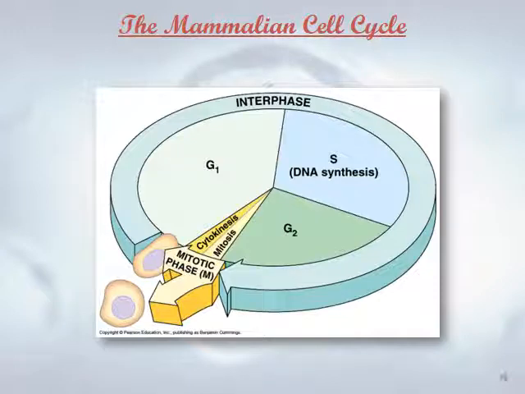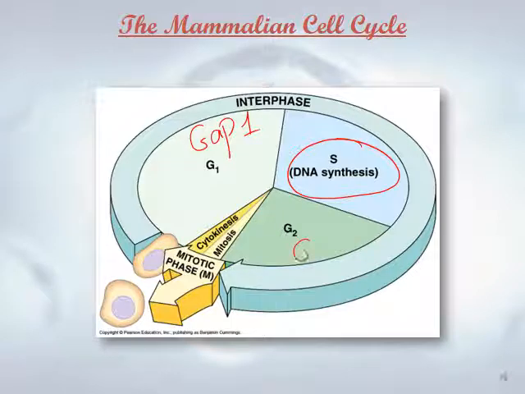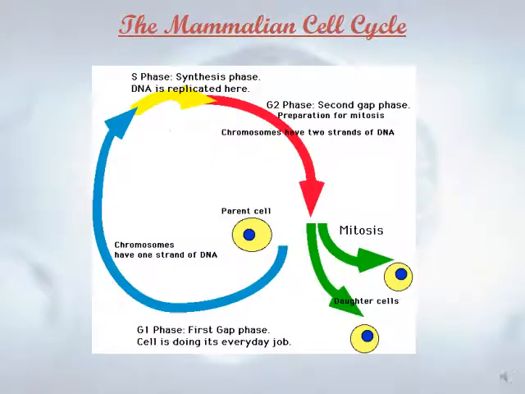This is the mammalian life cycle. It includes the interphase, G1, called gap 1. We have S phase, DNA synthesis, where duplication of DNA occurs. G2, gap 2, prepares for the process of mitosis. Then in mitosis, as we said, prophase, metaphase, anaphase, telophase, and finally we have the division of the cell into two daughter cells, called cytokinesis. So this is the mammalian cell cycle.